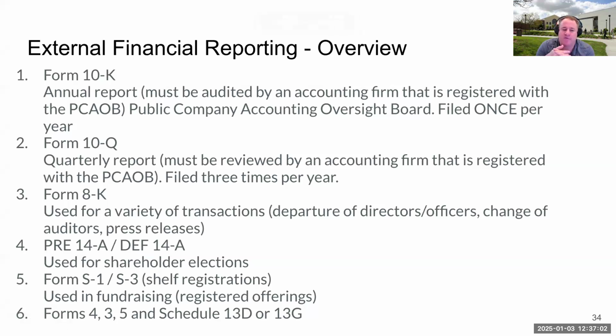We also have Form S-1 and S-3. If a company wants to raise money, they have to file special reports with the Securities and Exchange Commission to register securities to sell. That's how the shares go from the company's treasury into the public. Then we have Forms 4, 3, and 5, which disclose different ownership interests. And I'm going to go through all these different ones. I'm going to be sending you examples.